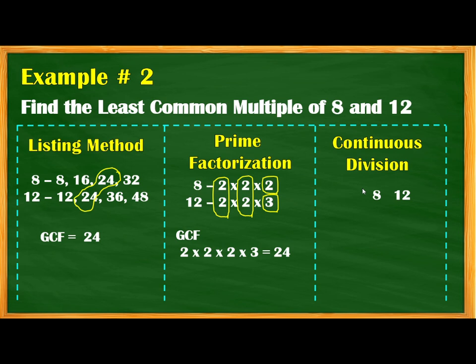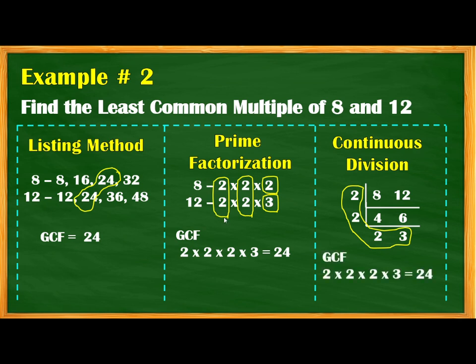Okay. How about using the continuous division bar? Divided by 2, divided by 2, and this would be the part of the LCM. So we have 2 multiplied by 2 multiplied by 2 multiplied by 3. The product would be 24. So this would be the LCM of 8 and 12.